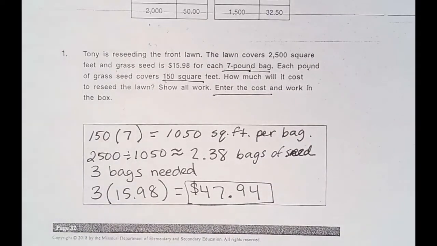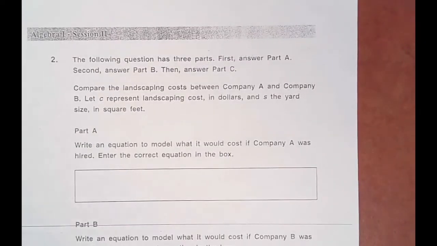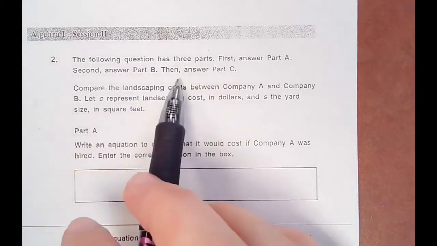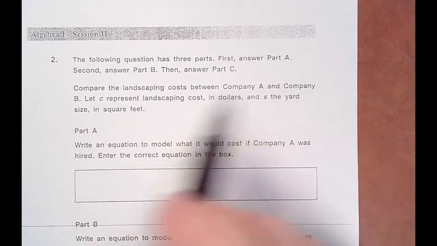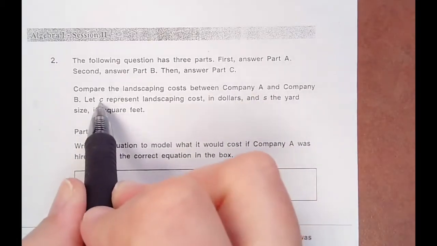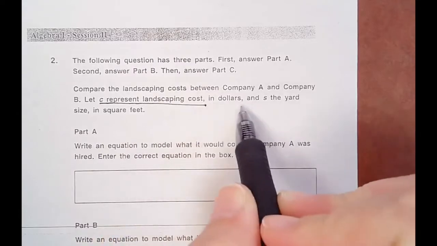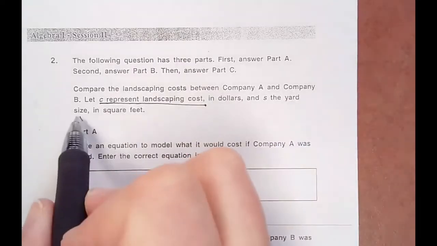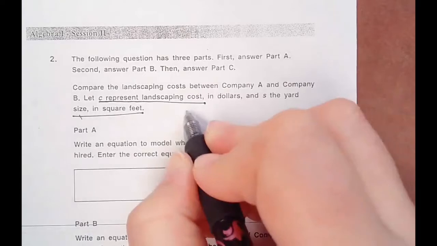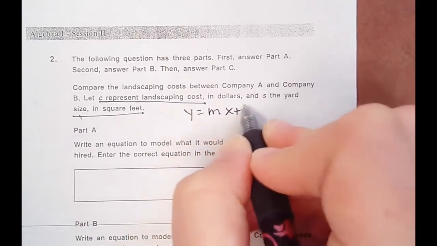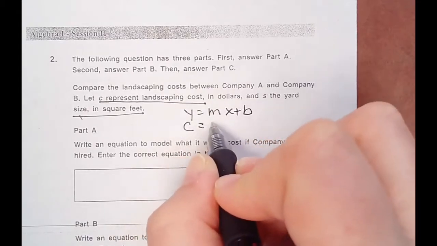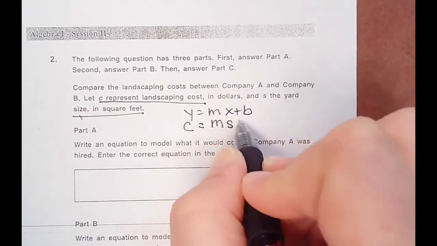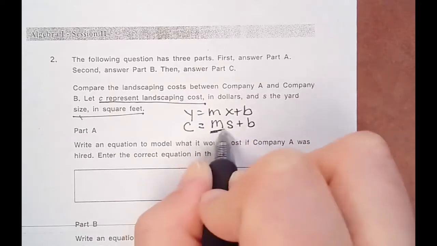Number 2. Says the following question has 3 parts. First, answer part A. Second, answer part B. Then answer part C. Compare the landscaping cost between Company A and Company B. Let C represent the landscaping cost in dollars and S the size in square feet. So instead of Y equals MX plus B, we're going to have C equals MS plus B. M will still be our slope, B will still be our y-intercept. We're just using different variables.